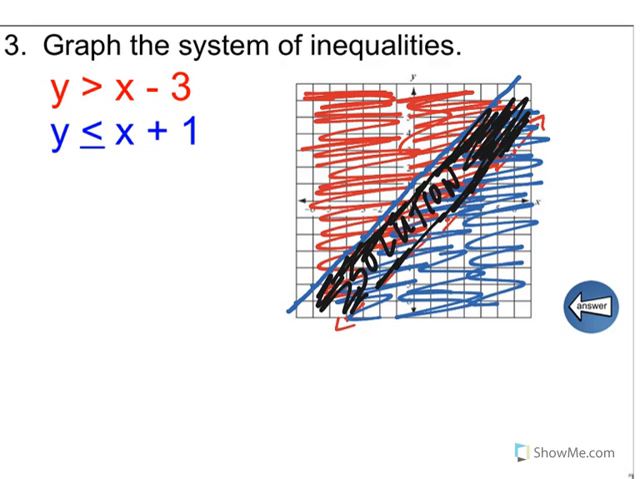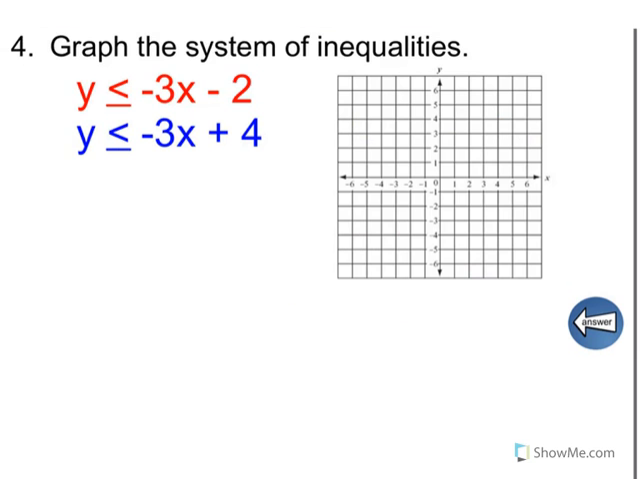So again, shade, and from the shading you'll be able to tell where the solution is. Looking here, I have y is less than negative 3x minus 2. So I start at negative 2. This has a slope of negative 3, so it says go down 3 and right 1, or go up 3 and left 1. A solid line.